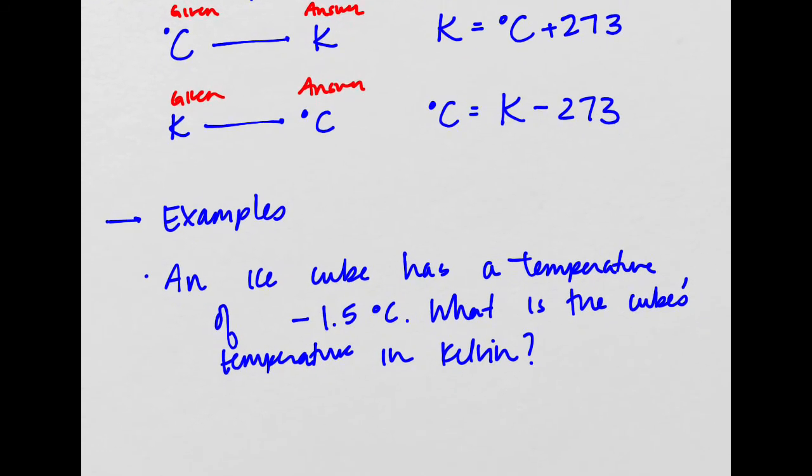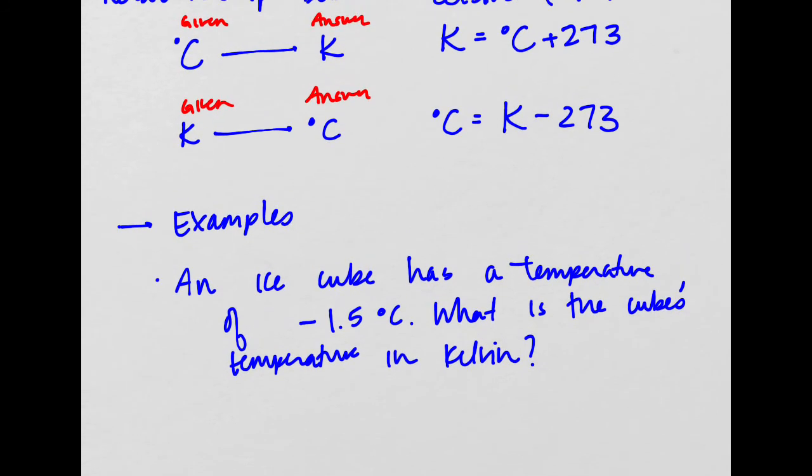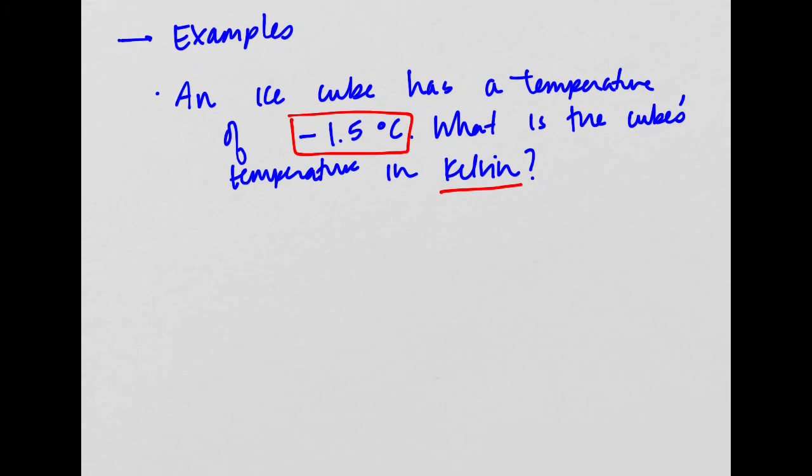Okay, an ice cube has a temperature of 1.5 degrees Celsius. What is the cube's temperature in Kelvin? So we're given degrees Celsius, and we want our answer to be in Kelvin. Given Celsius, answer in Kelvin, we're going to use this equation. So let's write that down here.